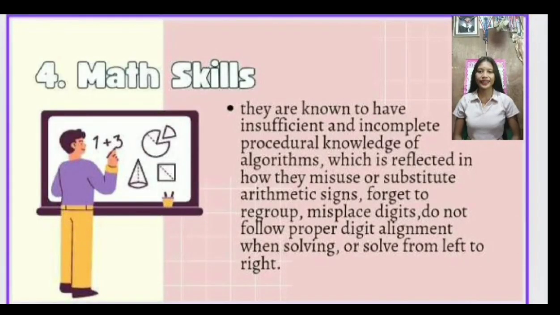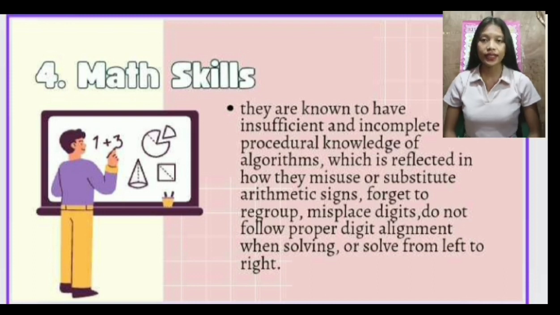Fourth, math skills. They are known to have insufficient and incomplete procedural knowledge of algorithms, which is reflected in how they misuse or substitute arithmetic signs, forget to regroup, misplace digits, do not follow proper digit alignment when solving, or solve from left to right.